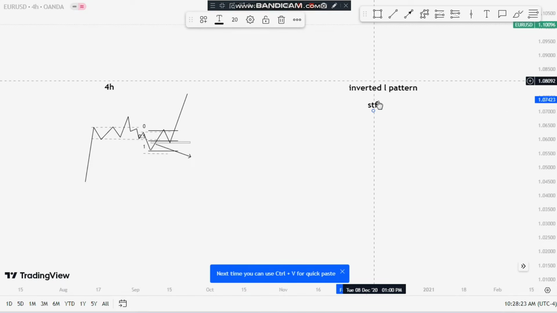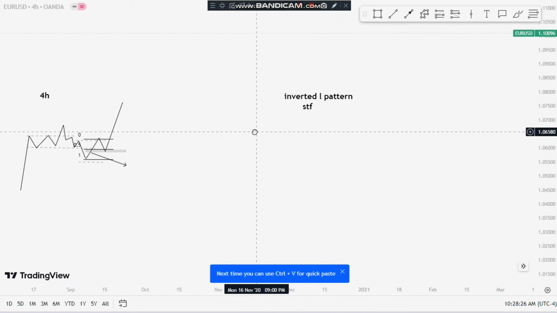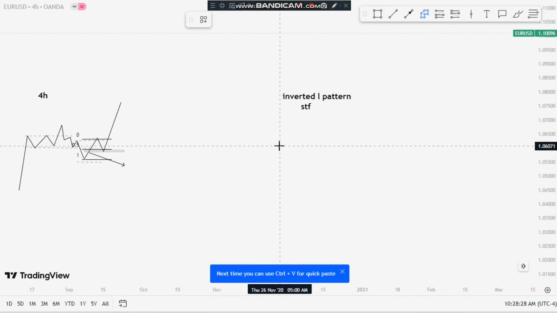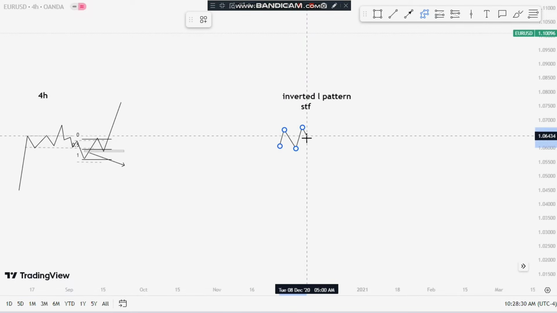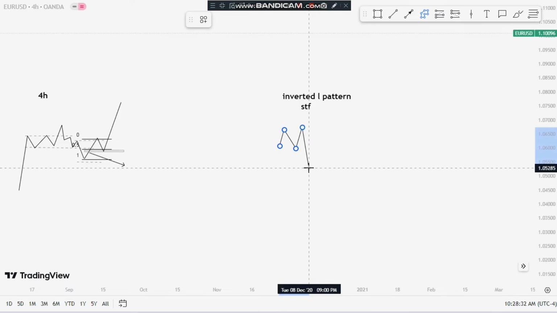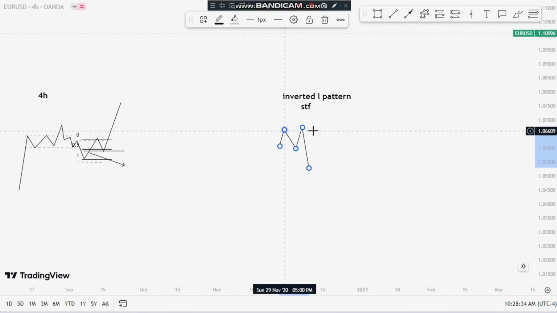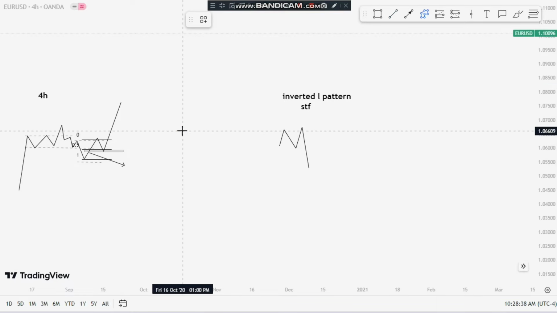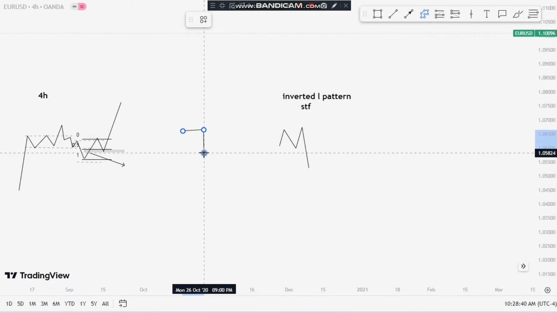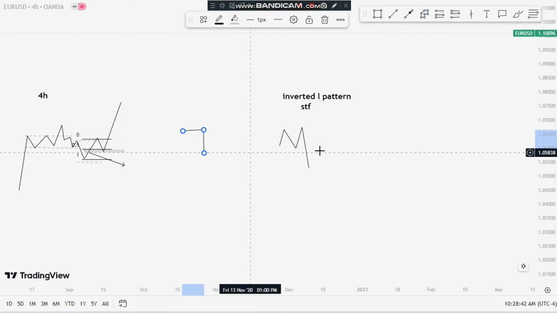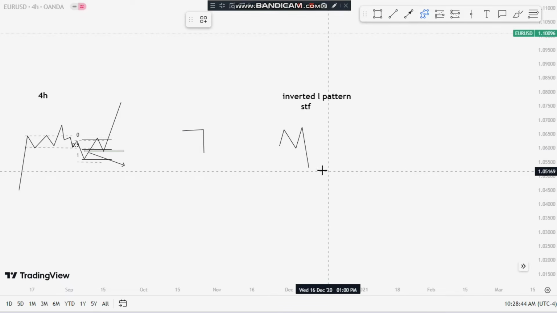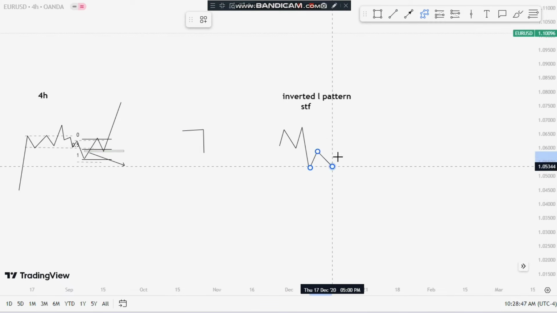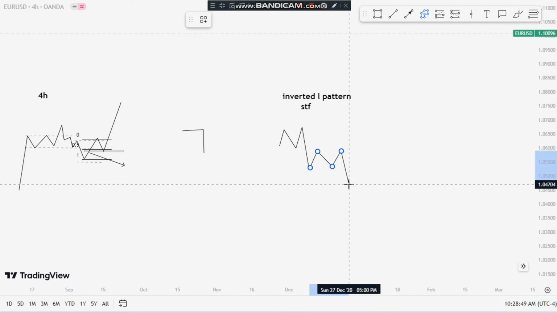Okay, now how is this pattern an inverted L? So you get a consolidation, then suddenly the price goes down. That's why I say the inverted L. You get something like this: consolidation, a drop. Then what happens is again the price goes into the consolidation and again it goes down.